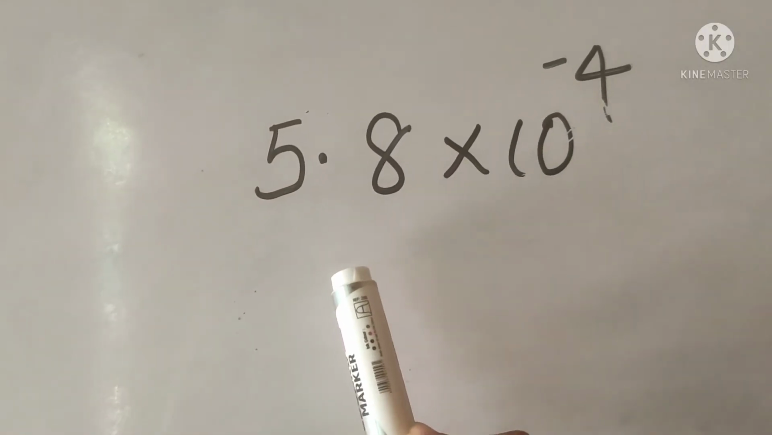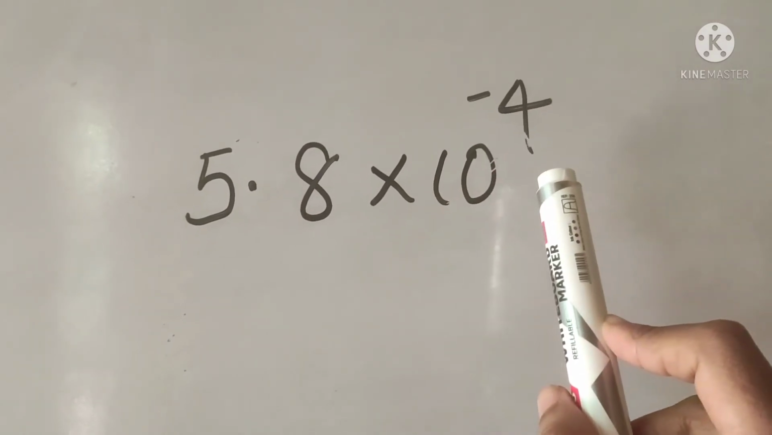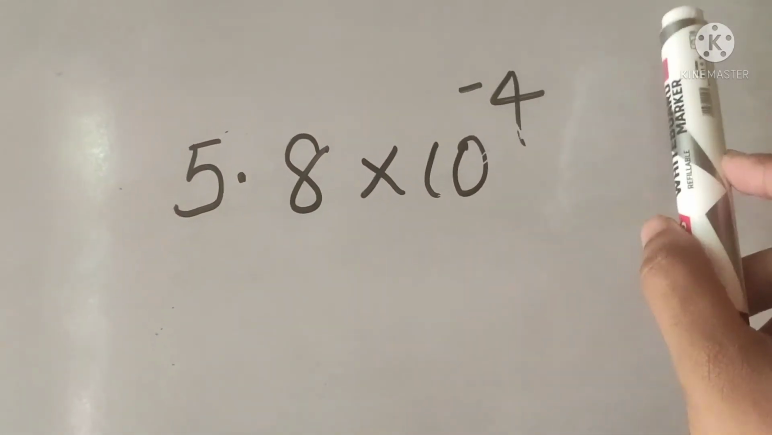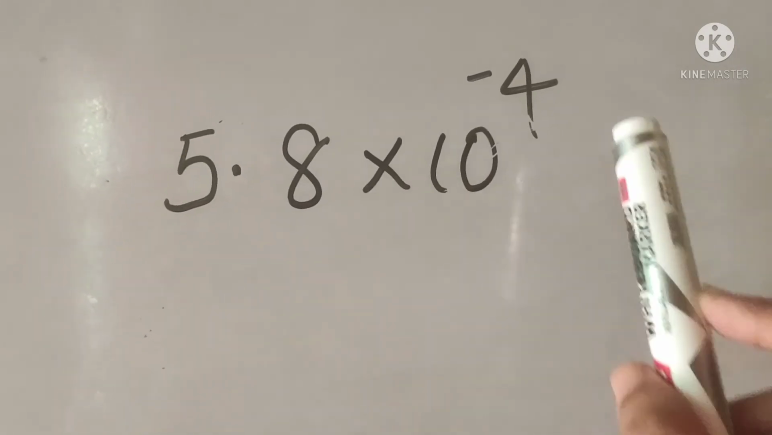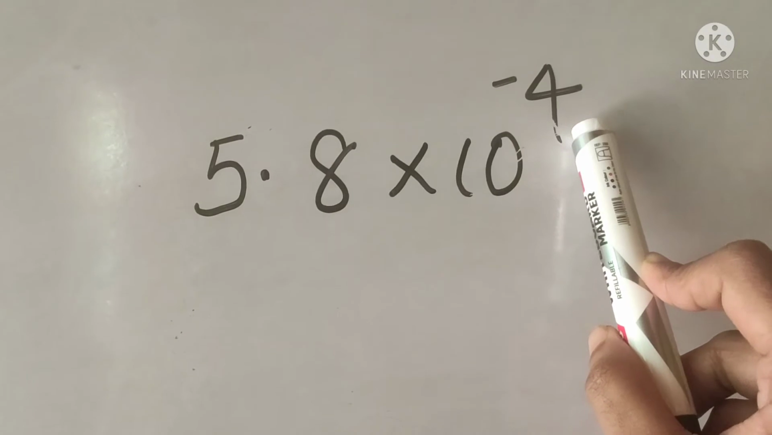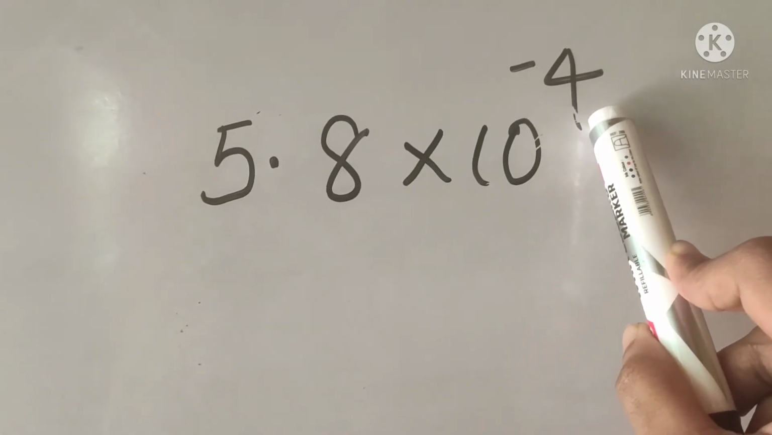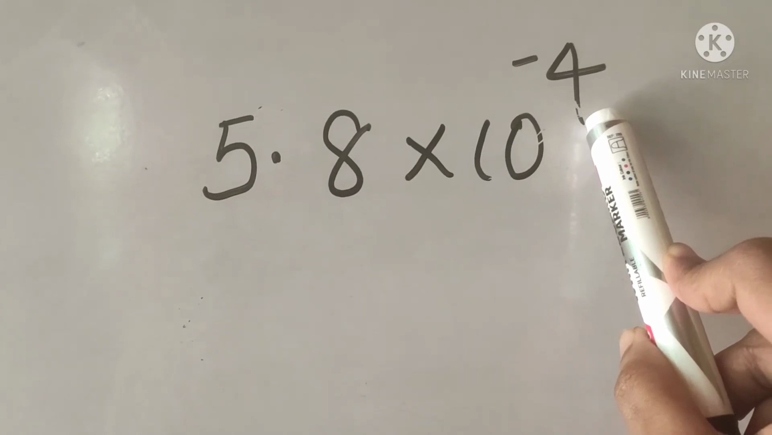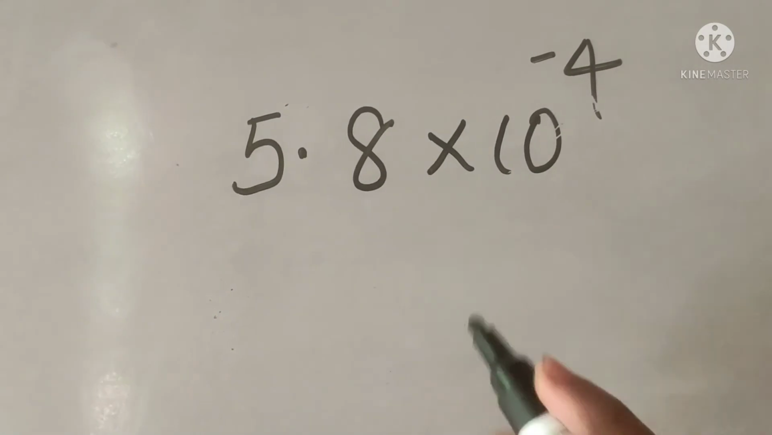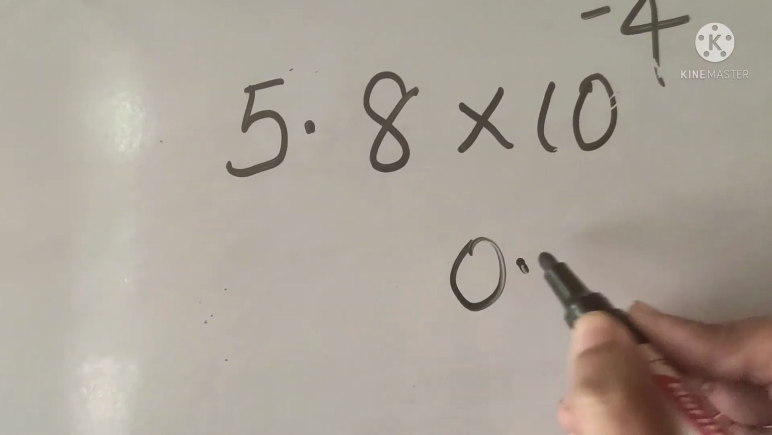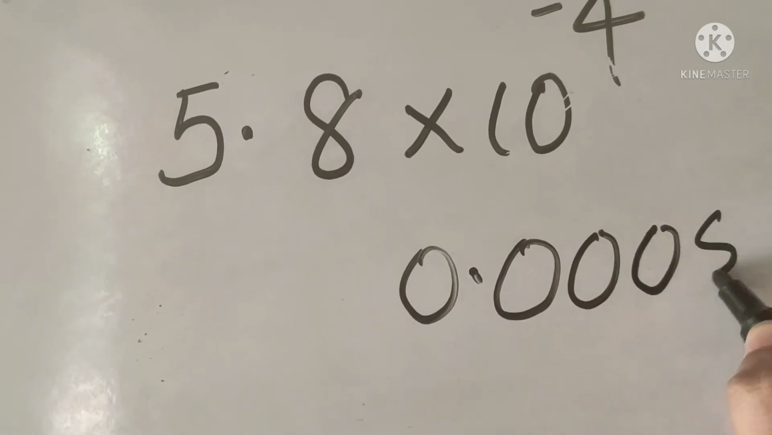Consider another example. 5.8 into 10 raised to minus 4. This is given in the form of scientific notation. We have to convert it into standard form. Here n is the exponent and n is minus 4. So we have to move the decimal point 4 places to the left. The number becomes 0.00058.